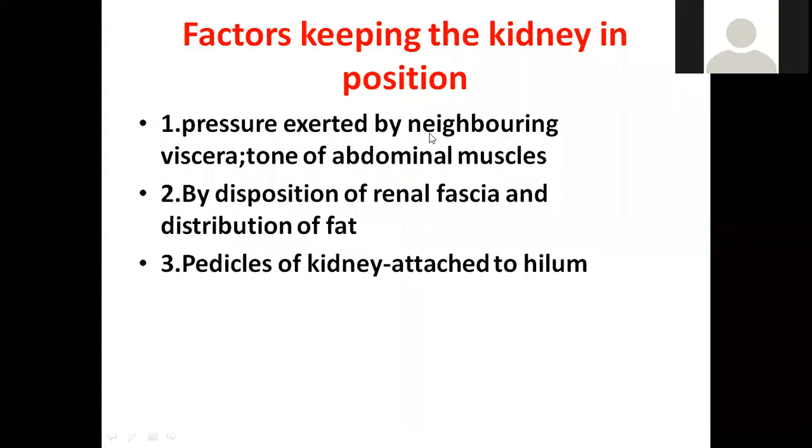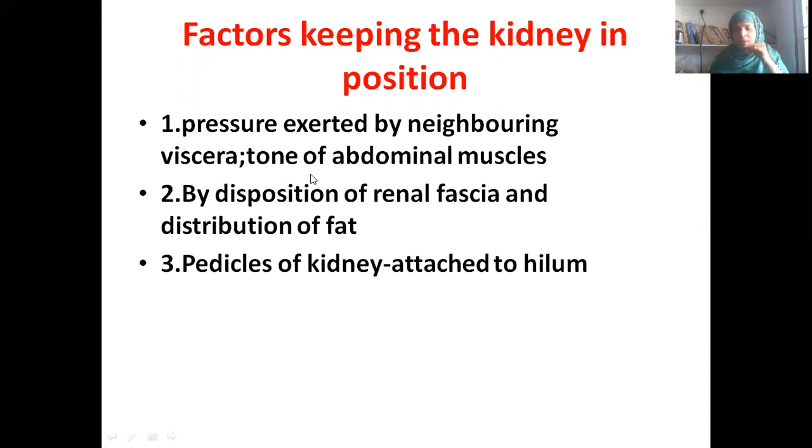Now, like we had factors keeping the liver in position, I told you hepatic veins, abdominal visceral organs and all. Similarly, kidneys are also kept in position by the pressure exerted by the neighboring visceral organs and the tone of abdominal muscles. What are the abdominal muscles we have? External oblique, internal oblique, transversus abdominis, rectus abdominis. That is in the anterior abdominal wall.